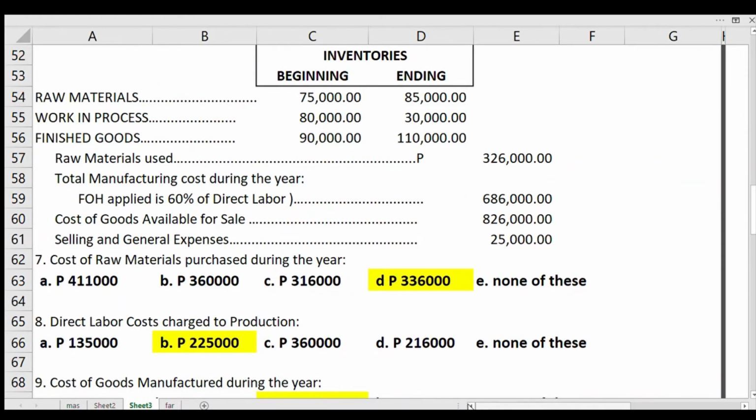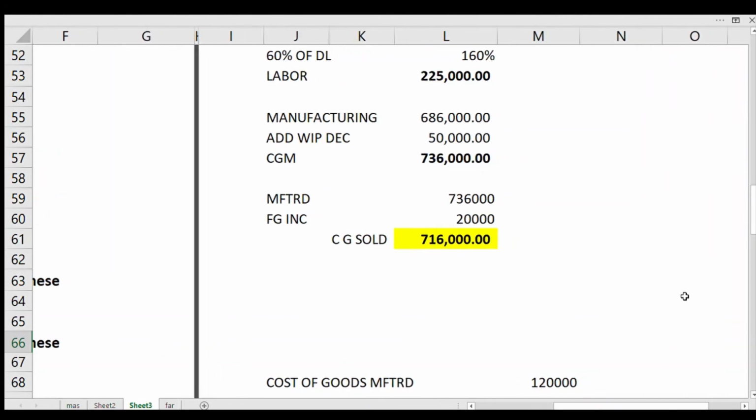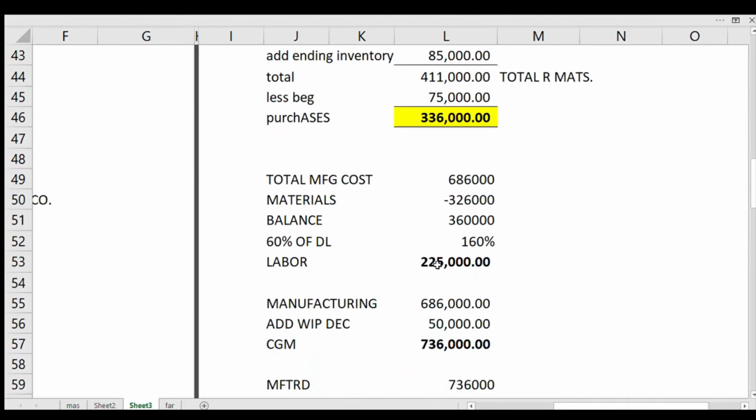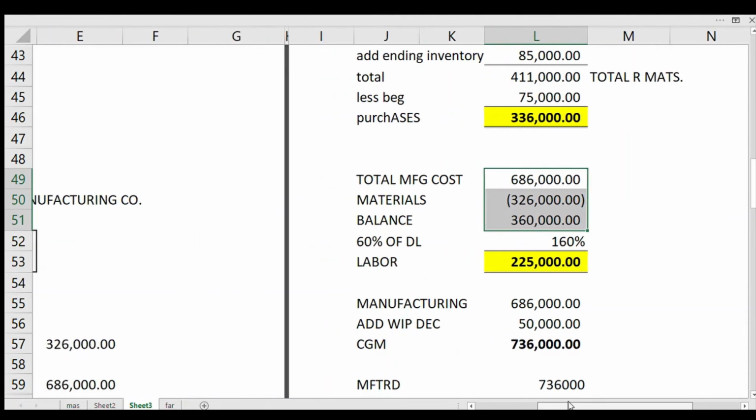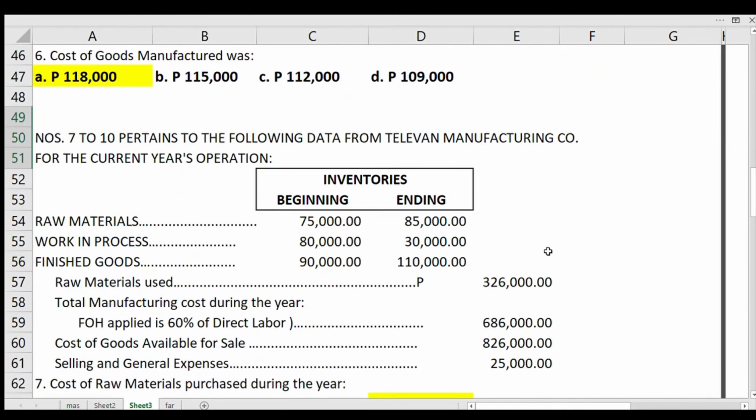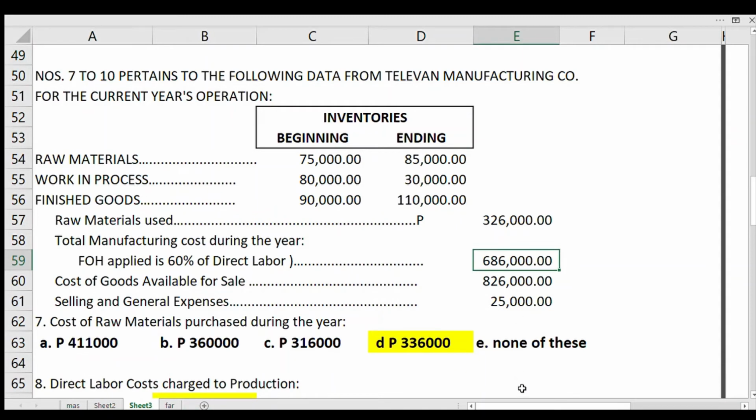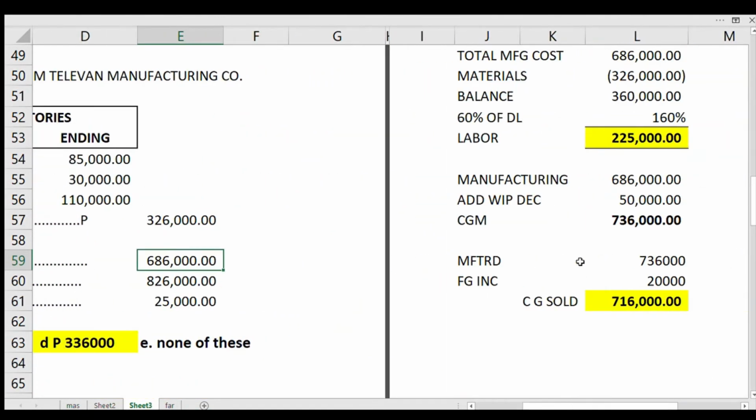The question is direct labor cost charged to production. The answer is 225,000 pesos. So, how did we get the 225,000 pesos? Okay, so let us explain this. You have your total manufacturing cost. Let's see how we arrived at your total manufacturing cost. Given. So total manufacturing cost is given.